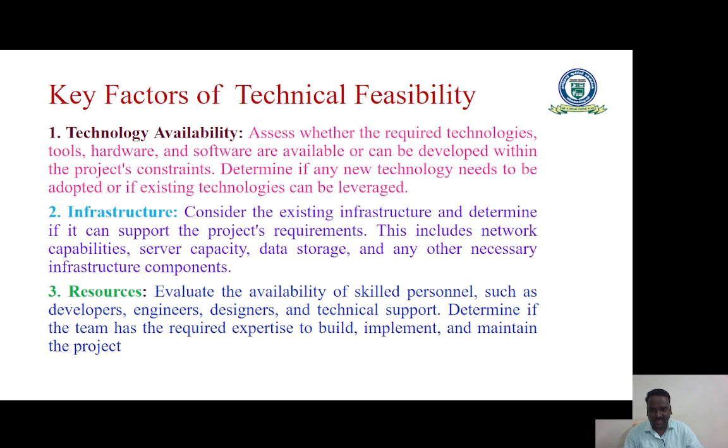Second one, infrastructure. Consider the existing infrastructure and determine if it can support the project's requirement. This includes network capabilities, server capacity, data management and any other necessary infrastructure component. Third, resources. Evaluate the availability of skilled personnel such as developers, engineers, designers and technical support. Determine if the team has the required expertise to build, implement and maintain the project.